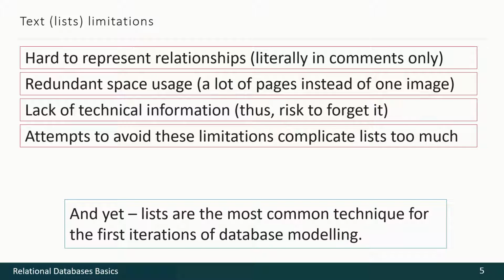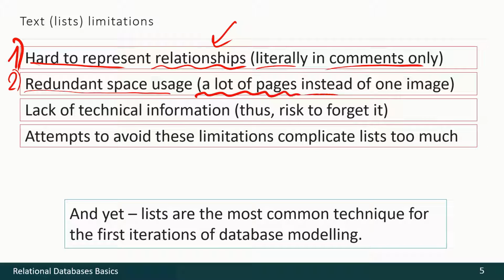But of course, there are some disadvantages. It is hard to represent relationships. That's the worst situation. We literally have only comments for relationship representation in text form. Text form leads us to redundant space usage. We have a lot of pages instead of one nice and clear image.